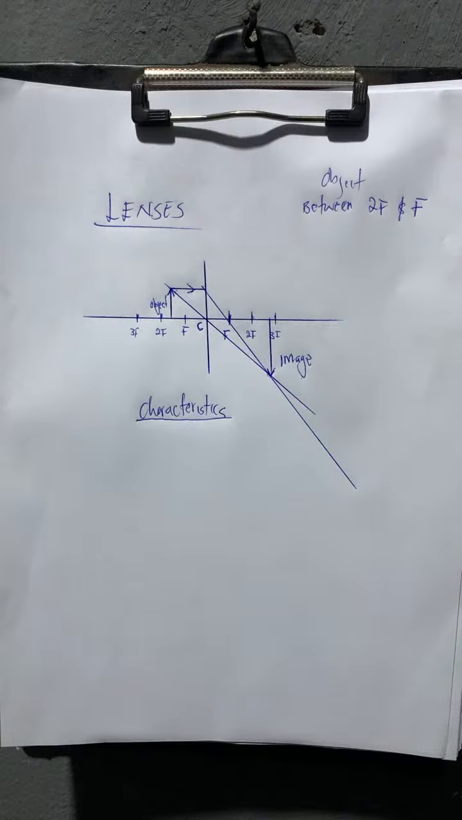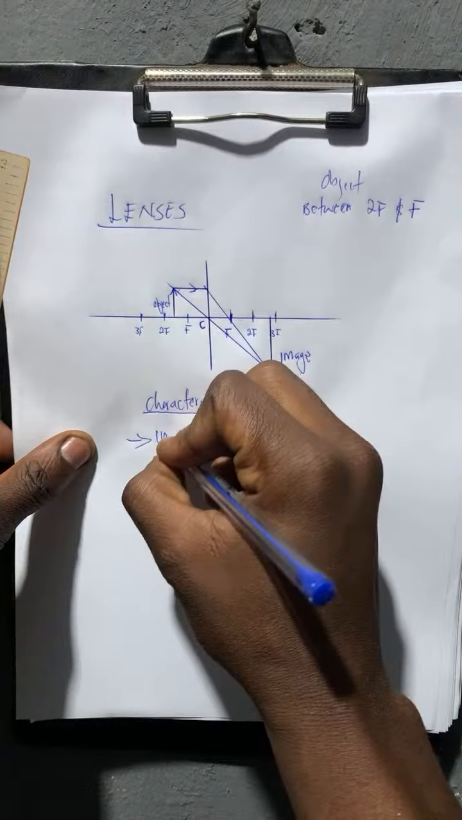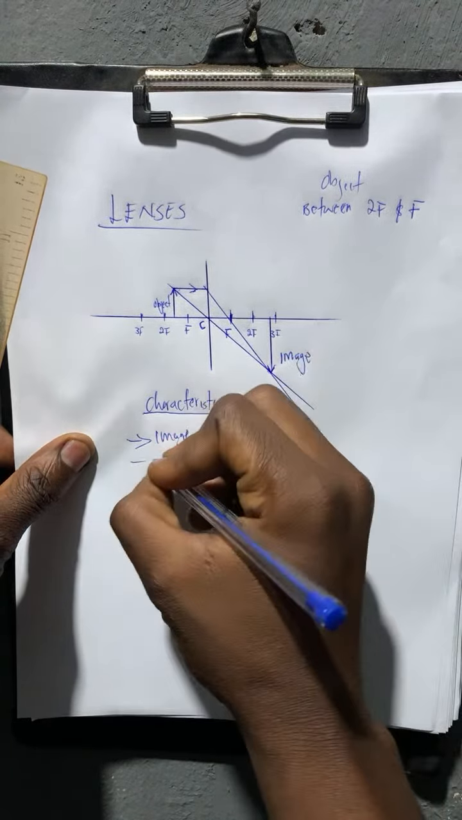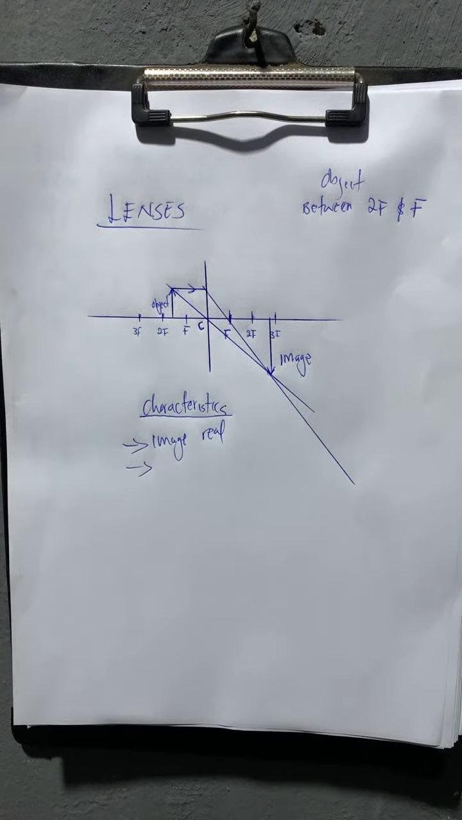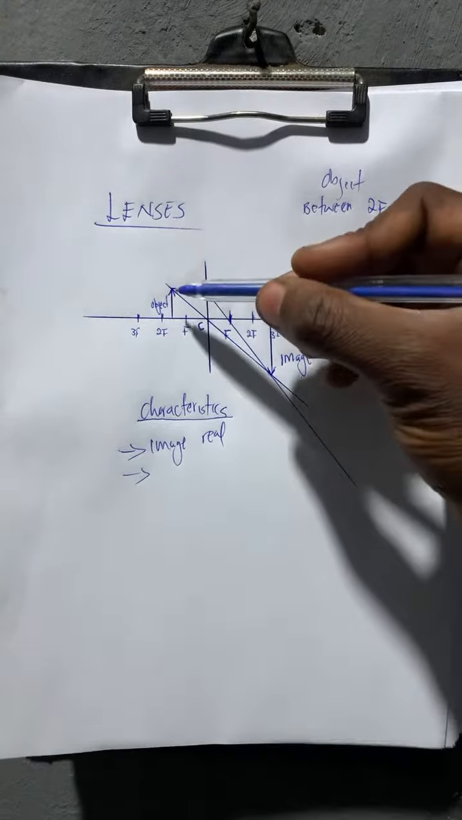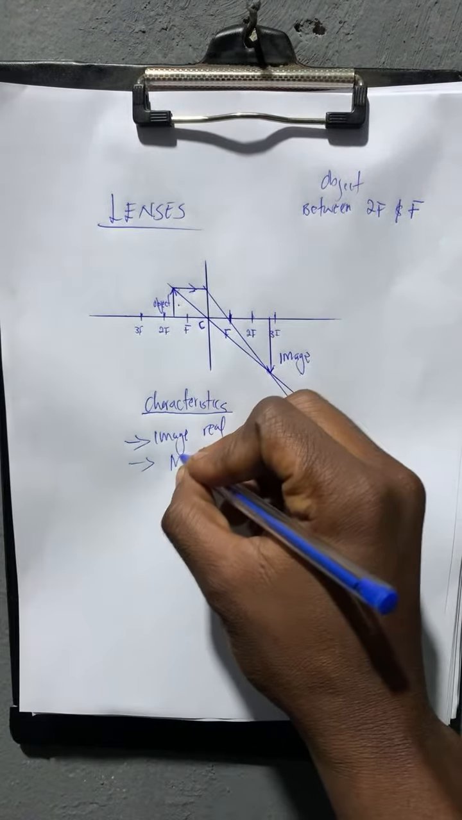Okay, am I saying the image is real? Yes, so the image is real. Number 2, these are the characteristics. Okay, the image is real. Everyone is just saying real. Can you see the object is small, the image is big? So you say the image is magnified.